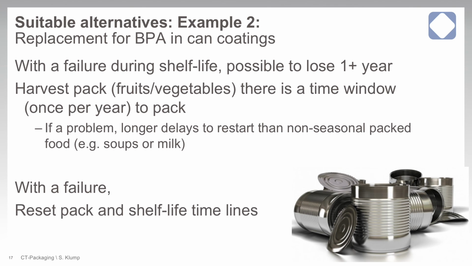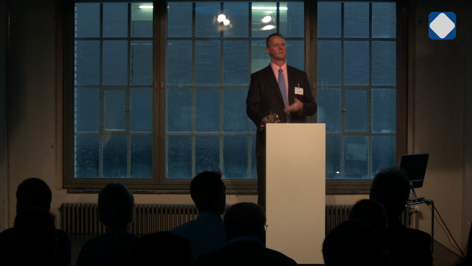But when you do harvest, when you're doing fruits, vegetables, you've got a time crunch here. And that also makes it difficult if the coating supplier comes up with the absolutely best coating in October or November. You have to wait a whole other year before you can pack it. So, again, as I said, you will delay the restart if you have a seasonal pack. So with a failure, reset the pack and shelf life timelines again. You've got to do everything over.